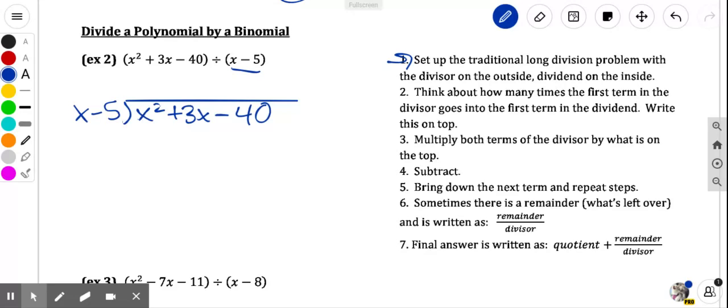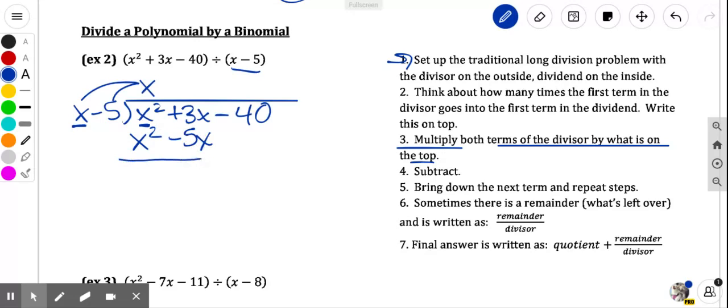Next thing we do is we think about how many times the first term in the divisor goes into the first term in the dividend. So what would I multiply x by to get x squared? That's basically what we're looking for here. So I would multiply x by x to get x squared, right? So you write it right on the top. Now what we do is we multiply both terms of the divisor by what's on top. That's step 3. So we're going to do x times x and x times negative 5. So x times x is x squared. x times negative 5 is negative 5x.